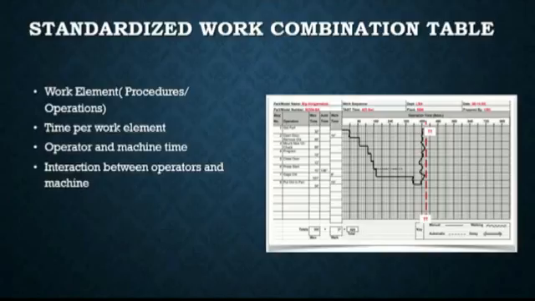The second chart is standardized work combination table. This chart comprises work elements and their sequence against time, which is manual, auto, and walking. This chart provides the opportunity to identify the waste and improve the process.